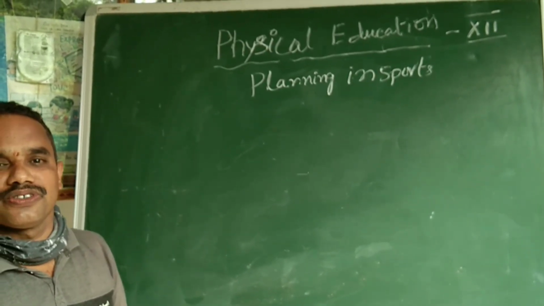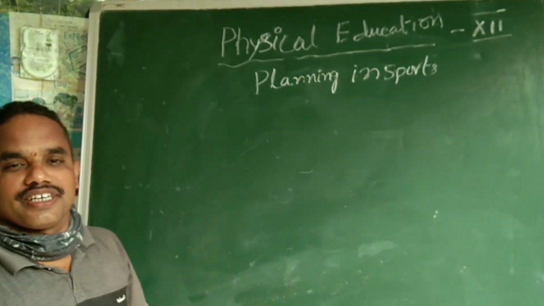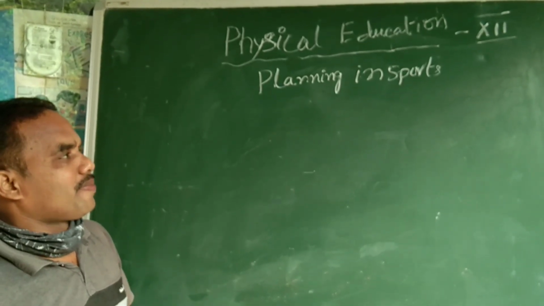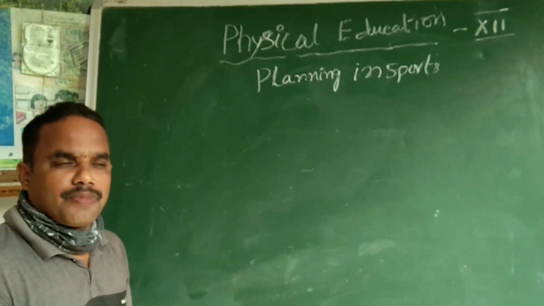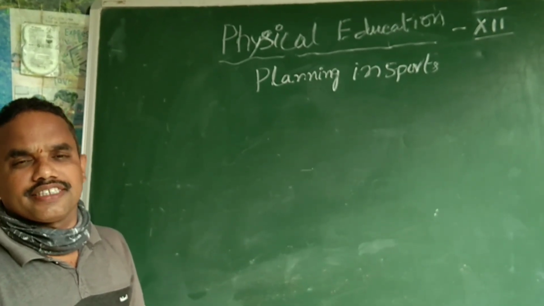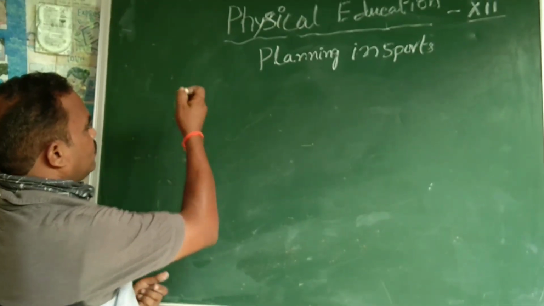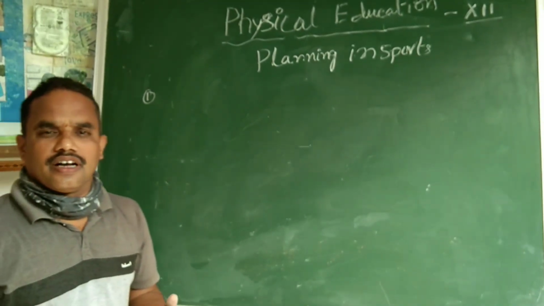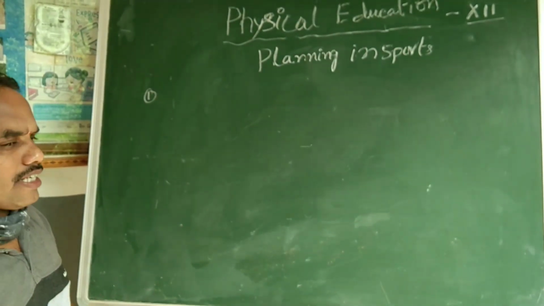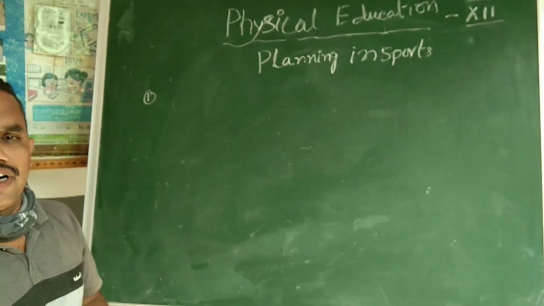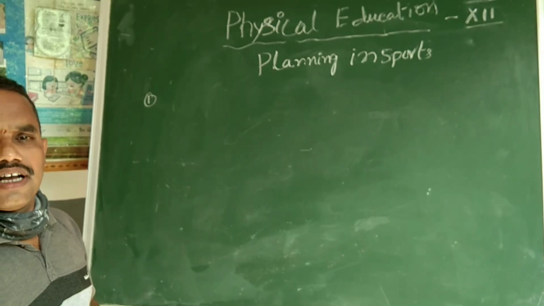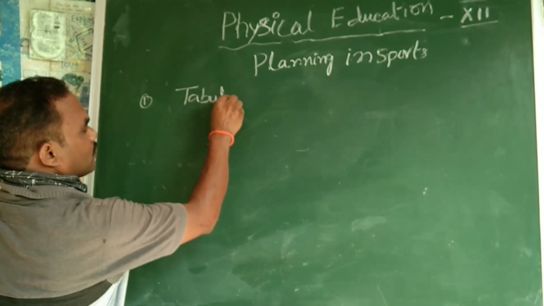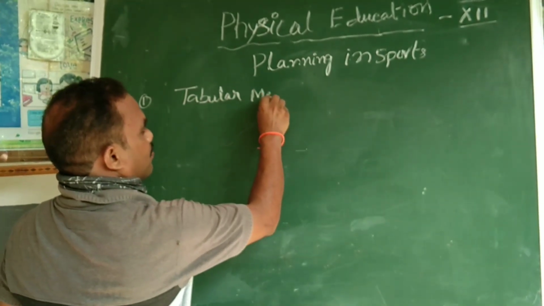Today I am going to teach in this lesson physical education in class 12th. The first lesson, planning in sports. In the part of the planning in sports, while you are organizing the tournaments, we have the knockout method and league method. In the part of the league method, today we are going to discuss about a tabular method.